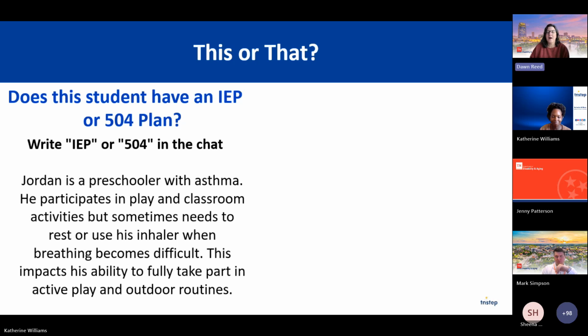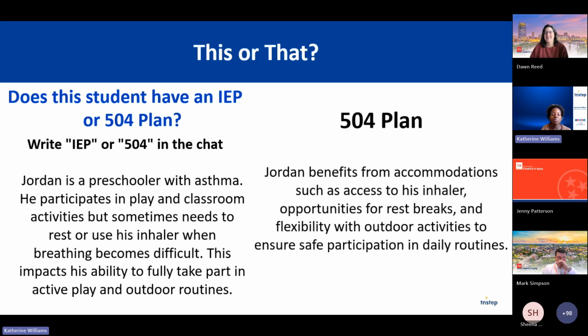Everyone is guessing 504. Yep, and you all are correct. So Jordan has a 504 plan. He benefits from accommodations such as access to his inhaler, opportunities for rest breaks, and flexibility with those outdoor activities to make sure he can safely participate.